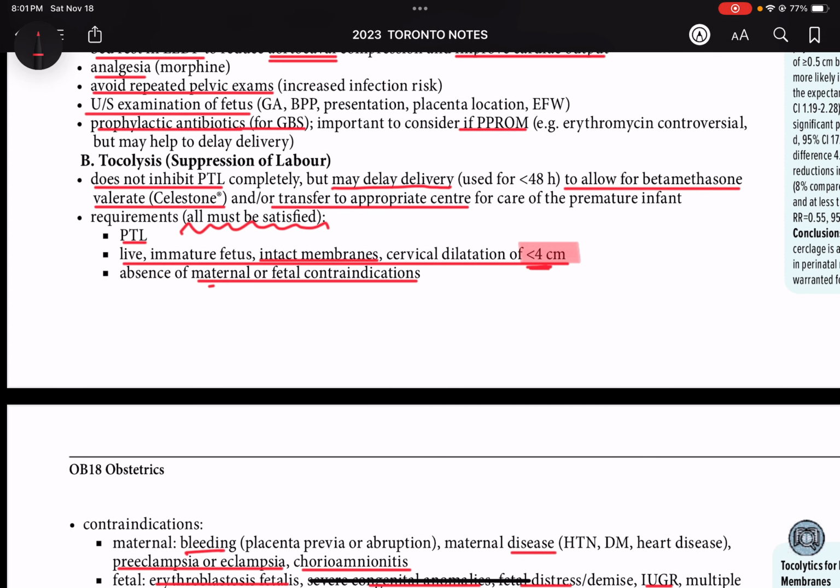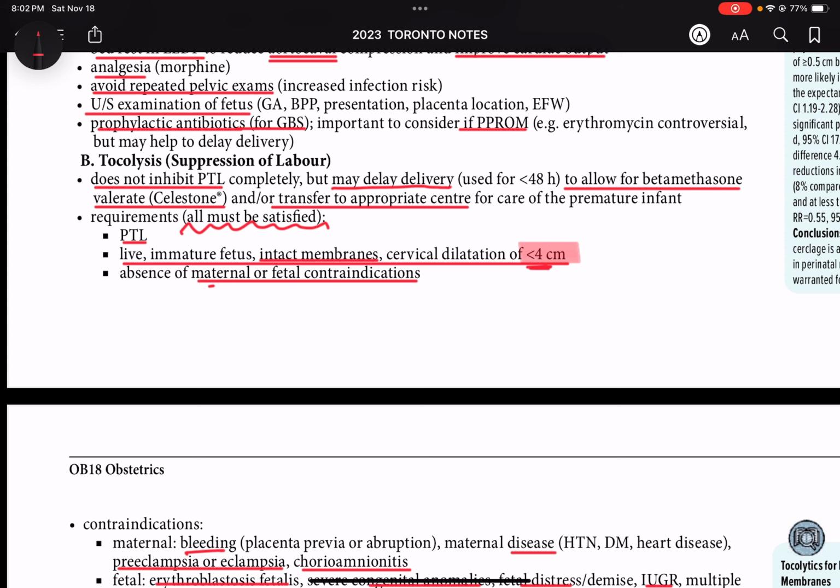So tocolysis, suppression of labor, it does not inhibit the preterm labor completely, but it may delay the delivery. So why would you want to delay the delivery? One, to allow for the antenatal steroids like betamethasone, Valrate, or dexamethasone, and then to transfer them to the appropriate center for care of the premature infant.